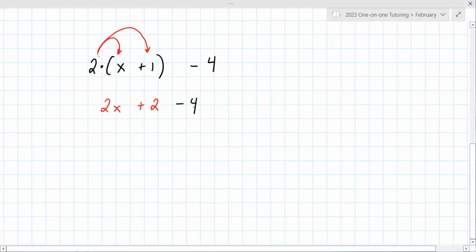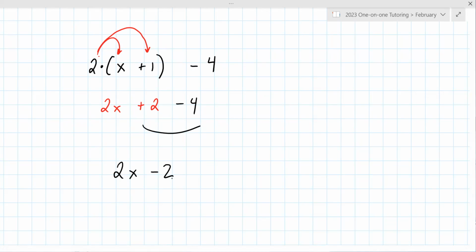What can you combine at this point? Just the 2 and the 4. That's right, which would be a -2, so that'd be 2x - 2. Good.